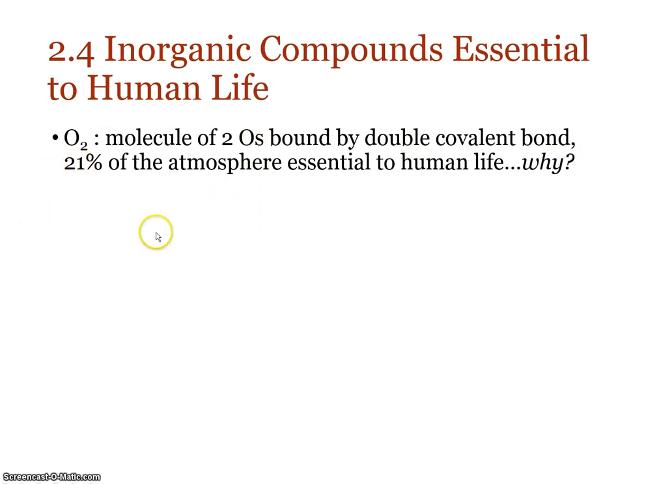Turns out it's 21% of the atmosphere, and it's essential to human life. And this is one of our requirements from Chapter 1. Why? Well, because oxygen is used in cellular respiration, the process, right? A very important metabolic process which transfers energy from your food to ATP.